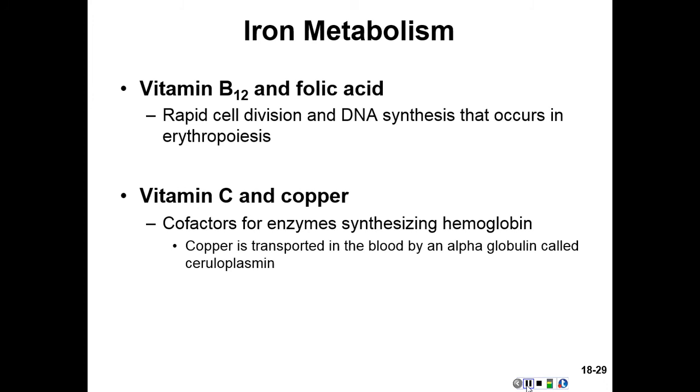B12 and folic acid are very important in red blood cell production. When you talk about anemia, you can have B12 deficiency and folic acid deficiency. Copper and vitamin C are important in the synthesizing and making of hemoglobin. Copper is moved around in the blood by the alpha globulin called ceruloplasmin.